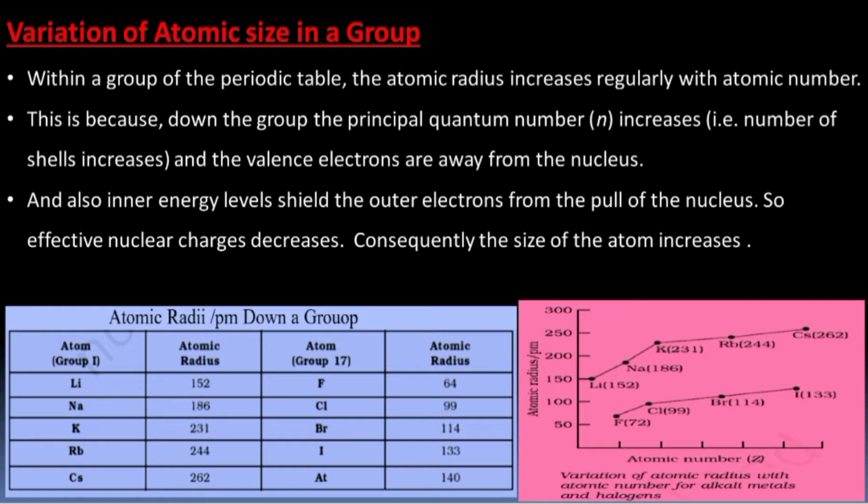So, we can say that the number of shells increases as we move down the group, and also there is, you can say, a decrease of effective nuclear charge. So, the atomic size or the atomic radii increases. See here, lithium 152, sodium 186, potassium 231, rubidium 244, and cesium is 262. So, there is a regular increase of atomic radius as we move down the group.